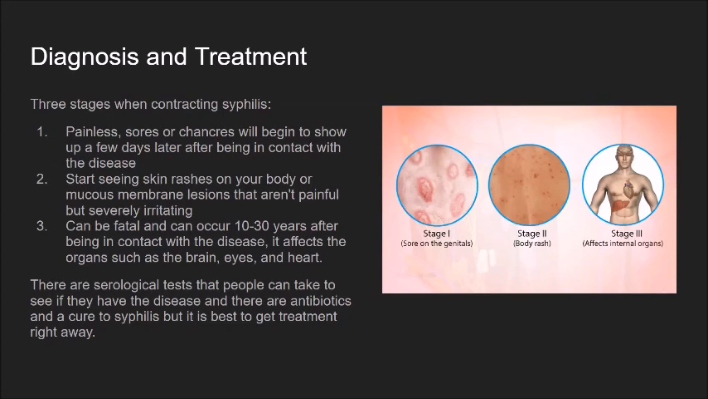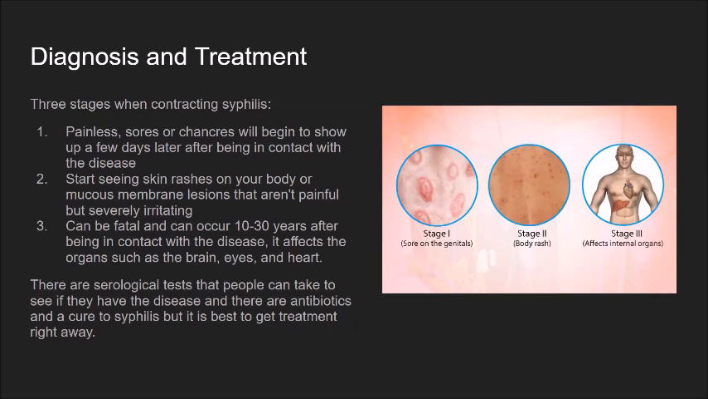The second stage is a body rash. It's not painful, but it's severely irritating. And the third stage can be fatal. It can occur 10 to 30 years after being in contact with the disease. It affects organs such as the brain, the eyes, and the heart.